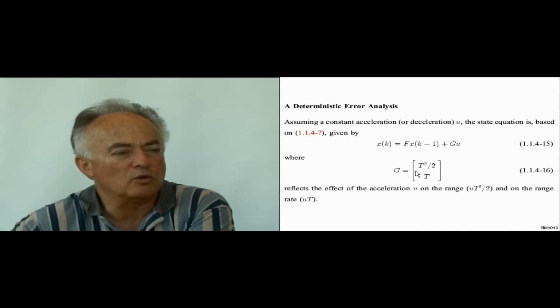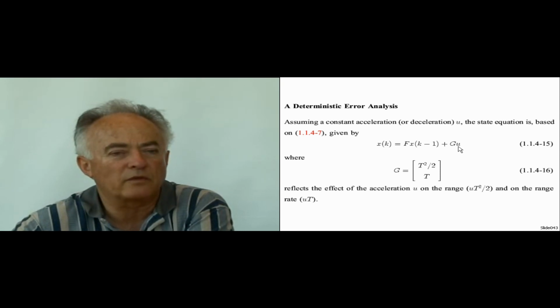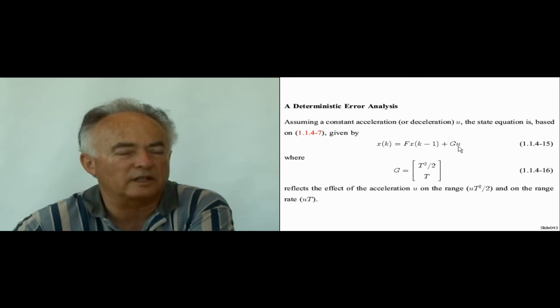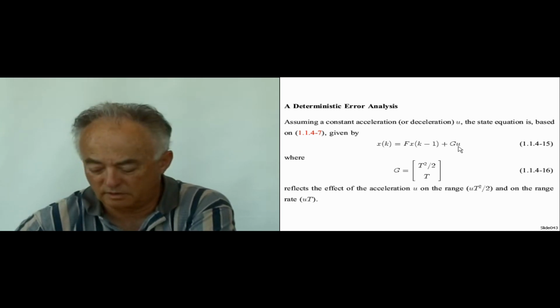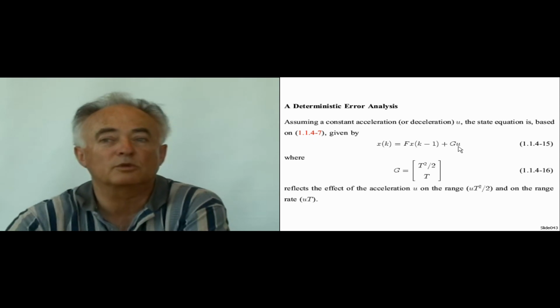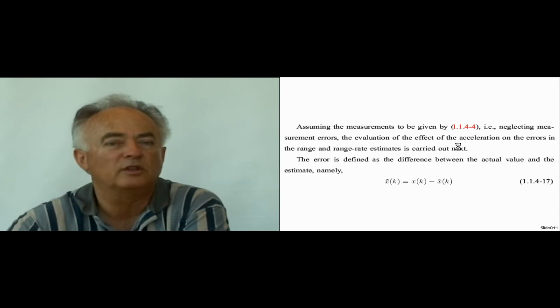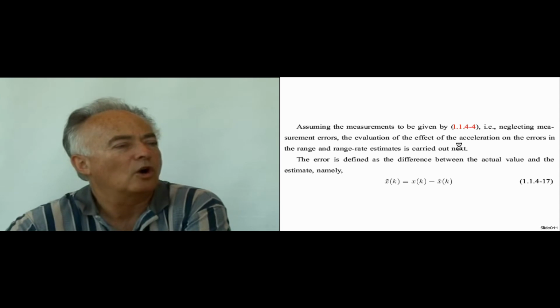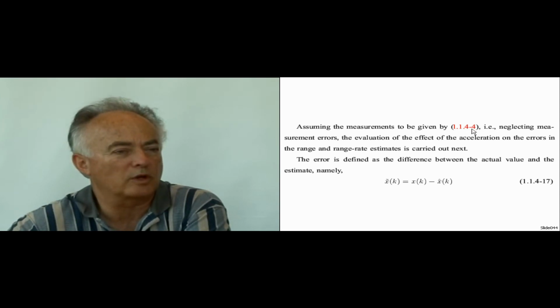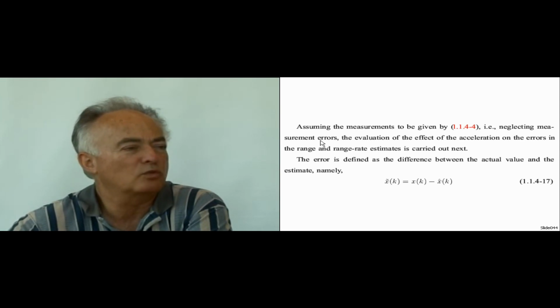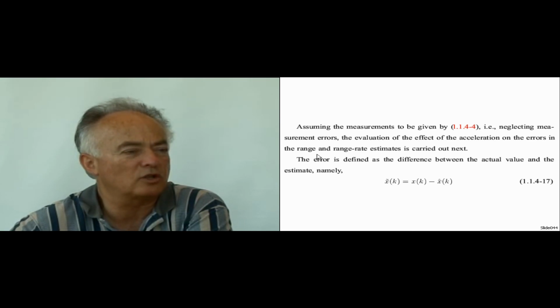So this is now u. So what we want is to take the filter equations and evaluate the error due to the fact that there is a u there. We don't know it, so we'd like effectively to bound that error. Okay, assuming the measurements are given by our position equation, and now we are neglecting the measurement errors, we'll evaluate the effect of the acceleration on the errors in the range and the range rate estimates only.